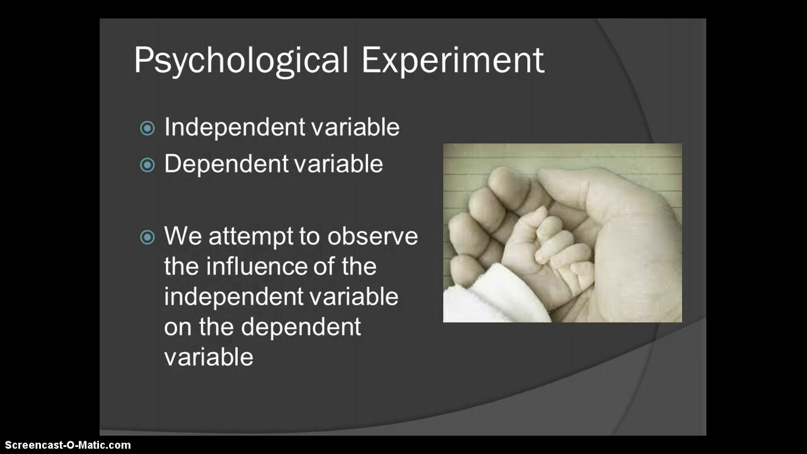So the most important elements in a psychological experiment are the independent variable and the dependent variable. Independent variables are the variables that the researcher manipulates or varies, and the dependent variable is measuring the results of the experiment. So we're pretty much trying to observe the influence of the independent variable on the dependent variable.